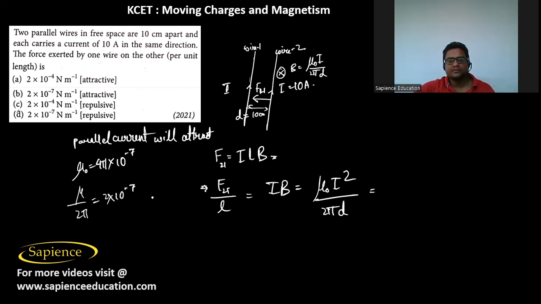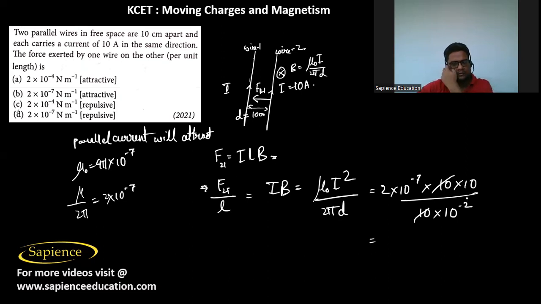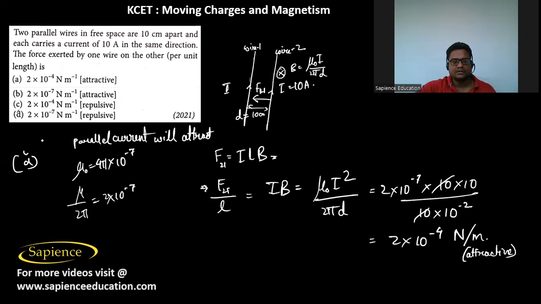So mu naught by 2 pi is equal to 2 into 10 power minus 7. So it is 2 into 10 power minus 7 into I, which is 10 ampere, so 10 into 10, divided by d. d is equal to 10 centimeters, which is 10 power minus 2. So 10 and 10 cancel, and this will be 10 power 3. So 2 into 10 power minus 4 Newton per meter, and it is attractive. So option A is the correct answer.